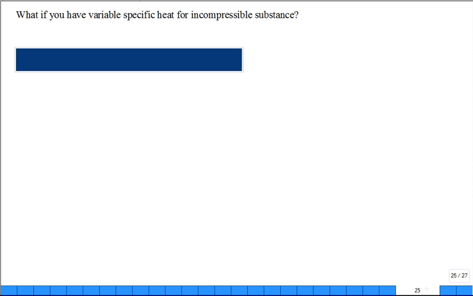What if you have variable specific heats for an incompressible substance? Somebody says, great, you did it assuming constant specific heats. Give me the equation for variable specific heat, temperature-dependent specific heat. Well, you've got to go back to that integral. So you have S2 minus S1 is equal to the integral of C over T dT. Leave the C inside if it's a function of temperature. Do the integral from 1 to 2. That's about as far as we can take it.